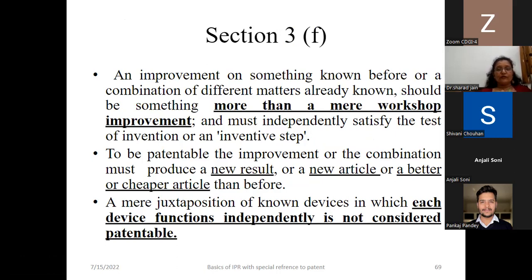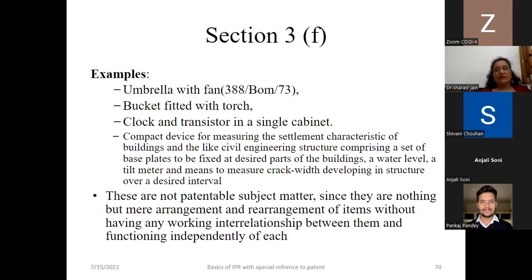Suppose, for example, under 3A, rearrangement: the example is an umbrella. Somebody has combined an umbrella with a bucket fitted with a torch and cloth, but that is not patentable because it is merely a rearrangement of joining two or three things. The utility is the same as they already have, and this kind of arrangement is not patentable.